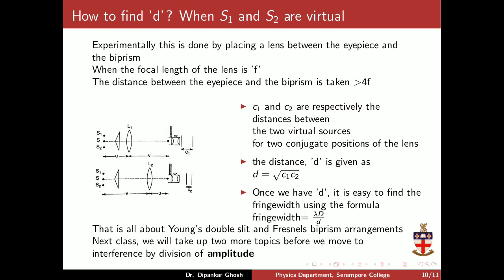Now that is all about Young's double slit and Fresnel's biprism arrangements. Next class we will take up two more topics before we move to the interference by division of amplitude.